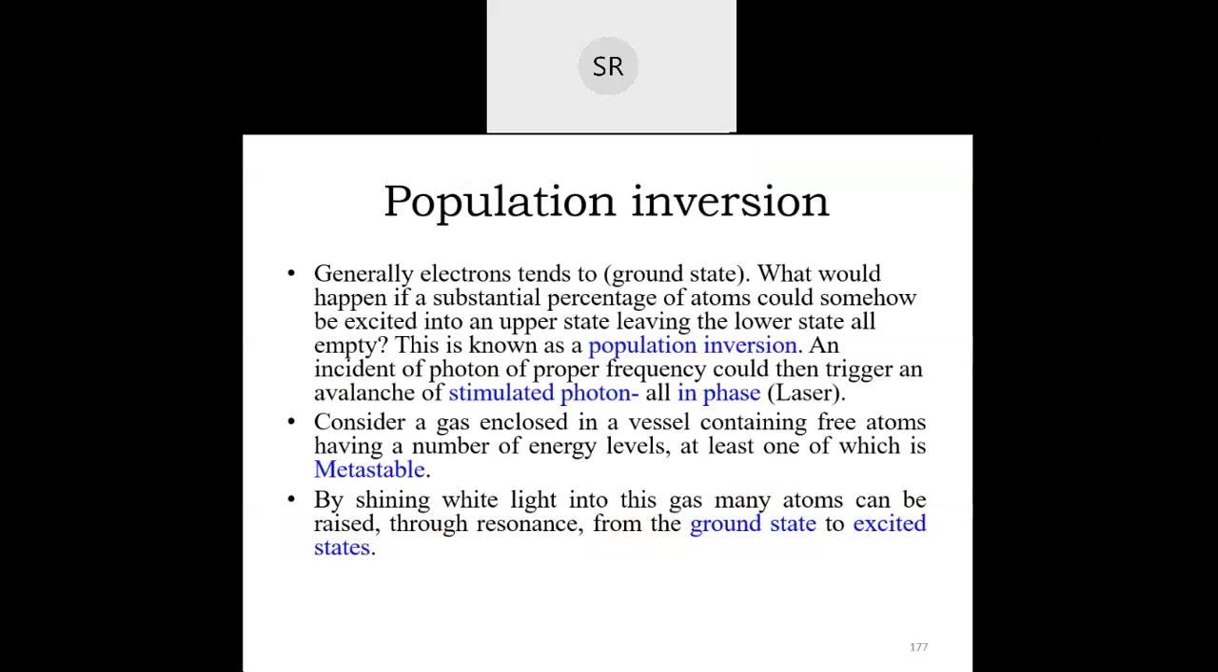We say that population inversion takes place in that particular case, and this happens in the laser diode. Generally, electrons tend to stay in the ground state, and if a substantial percentage of atoms could somehow be excited into an upper state, leaving the lower state empty, that is called population inversion. An incident photon of proper frequency could then trigger an avalanche of stimulated photons, all in phase. That is about a laser.